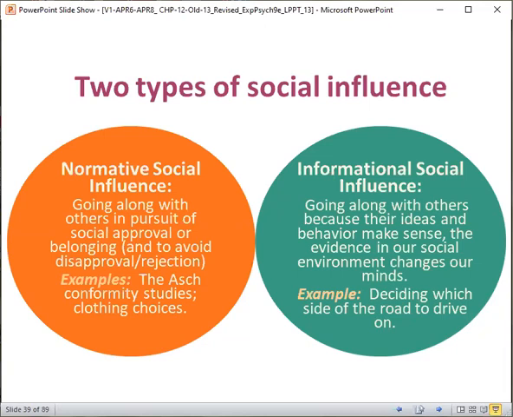The idea is that you're looking for information to influence what you may do next, what you may decide to do. So these are the two social influence types: normative social influence, you go along in pursuit of social approval, or informational social influence, you go along with others because their ideas and behaviors make sense. They may have more information than you do, okay?